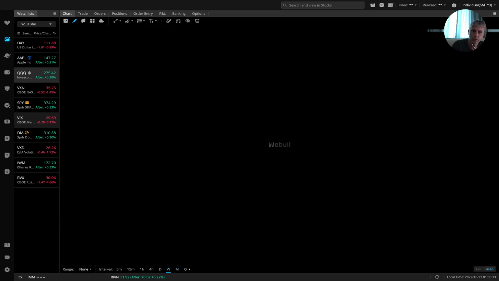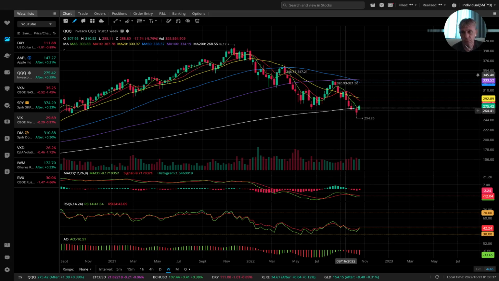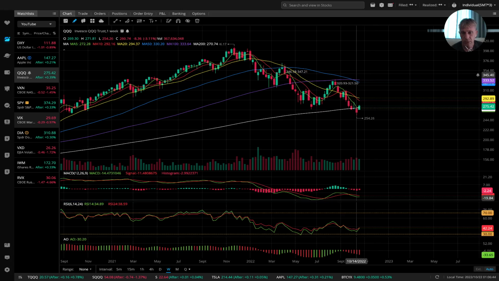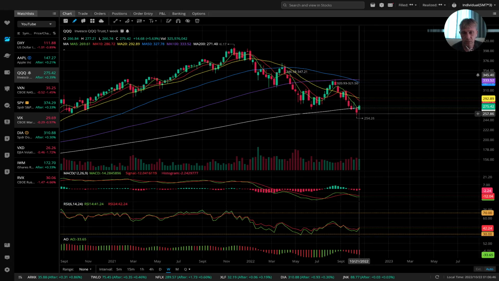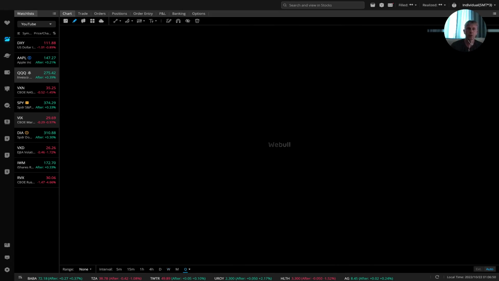Let's see weekly. Similar. It's a strong bounce from MA200, right? Strong bounce from MA200. Still bearish with a possible bounce from MA200. Let's move to quarterly for Qs.